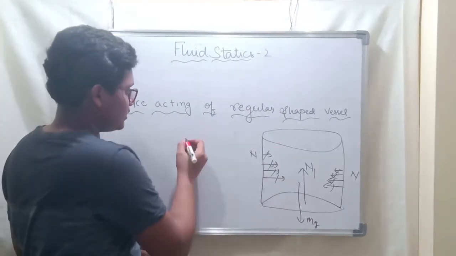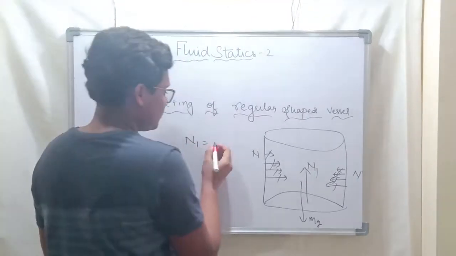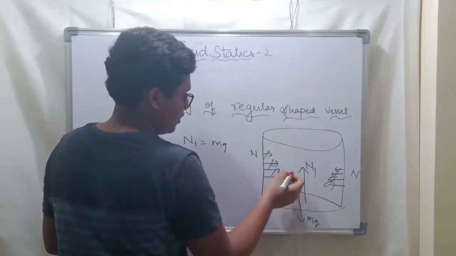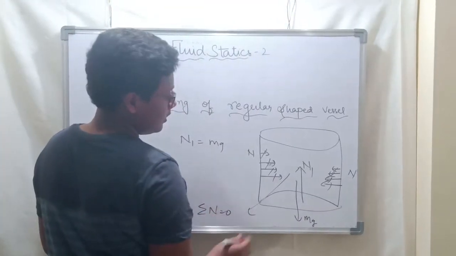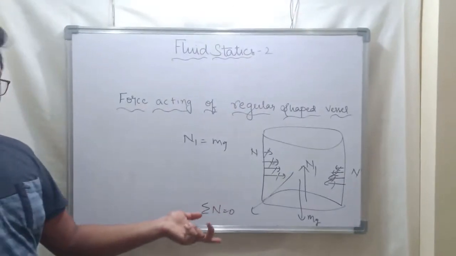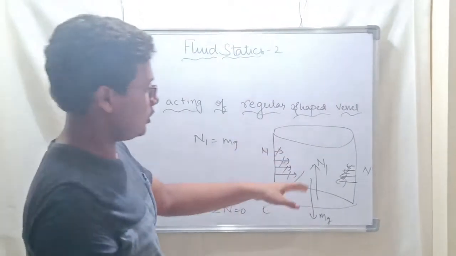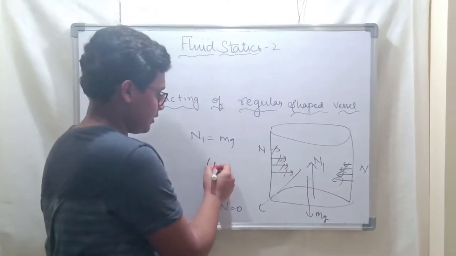So N1 is equal to mg. The difference between these two, sigma n is equal to 0, because these all get cancelled. So no external force is acting on it. So N1 is equal to mg due to symmetry.